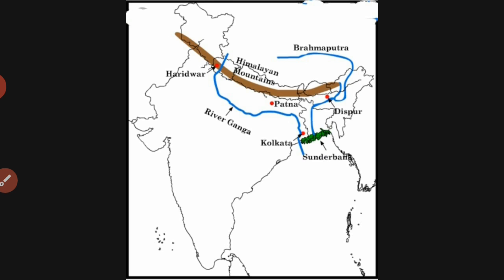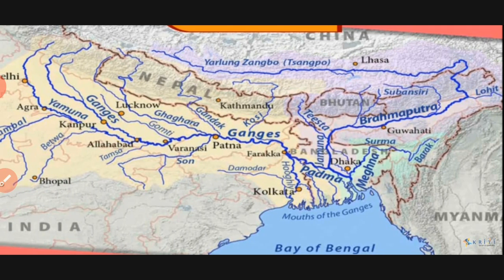The Ganga-Brahmaputra basin is made up of alluvium brought by the Ganga and the Brahmaputra rivers and their numerous tributaries. All these are in different blue color lines. You can see the tributaries of the Ganga and Brahmaputra rivers.